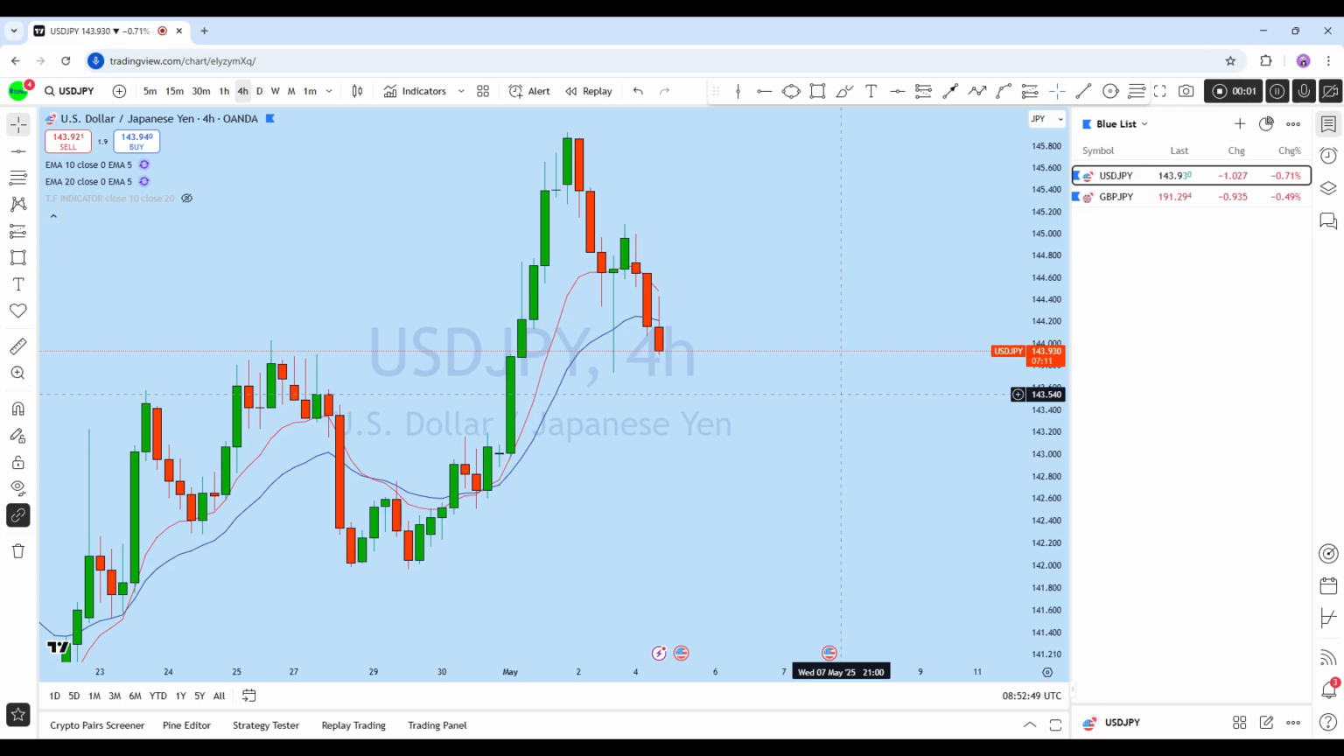Hello trader, this is multi-time frame analysis on dollar yen and GBP JPY. Let's see what kind of trading opportunity we have in those instruments.